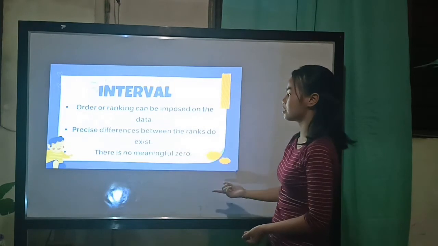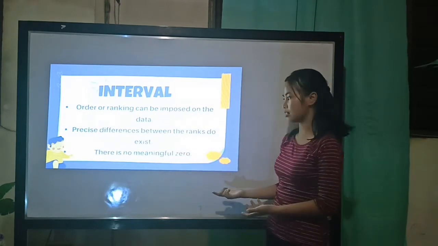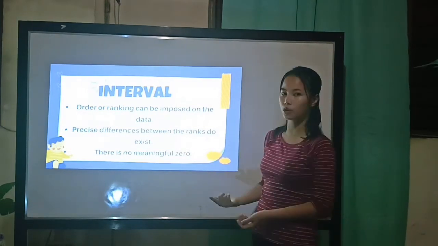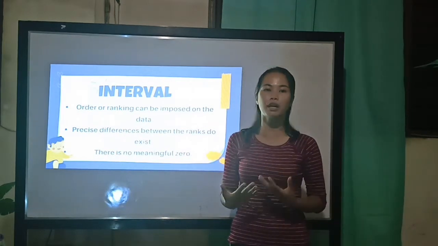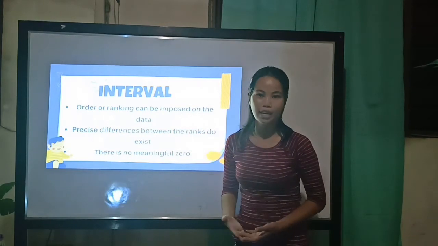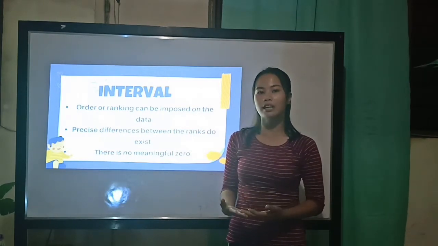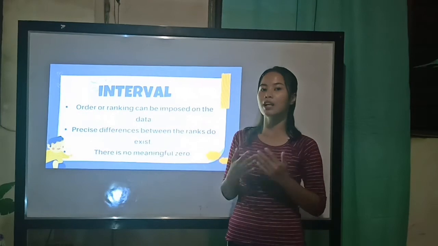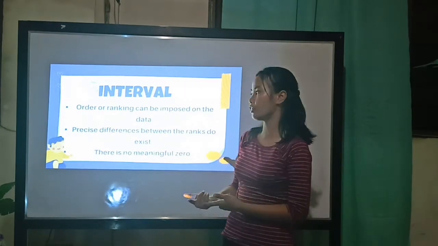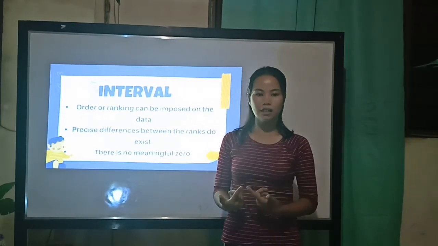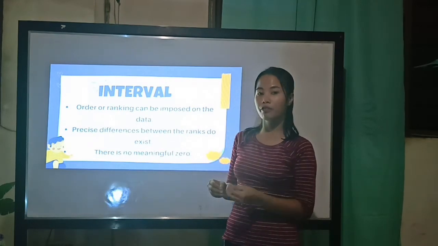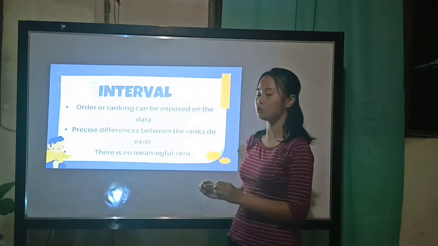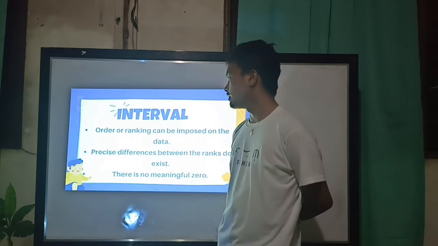Precise differences between the ranks do exist, and there is no meaningful zero. Interval scales present more information than ordinal scales, in that they provide assurance that the differences between values are equal. In other words, interval scales are ordinal scales but with equivalent scale values from low to high intervals. So this is the example of interval level.